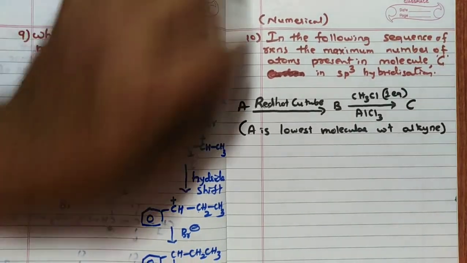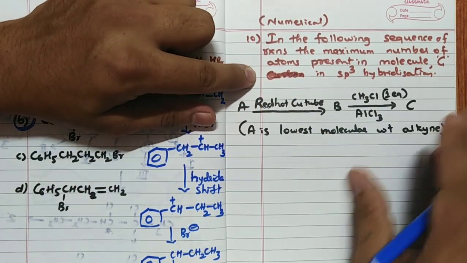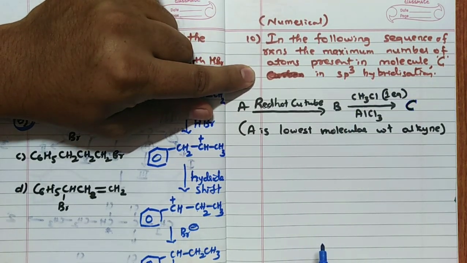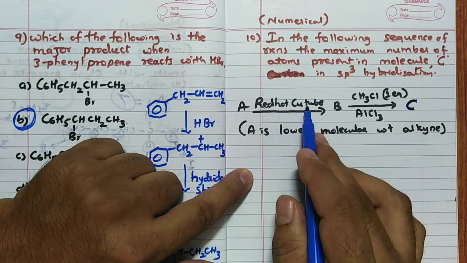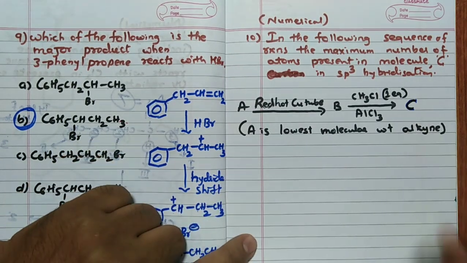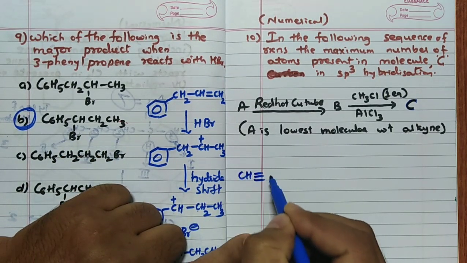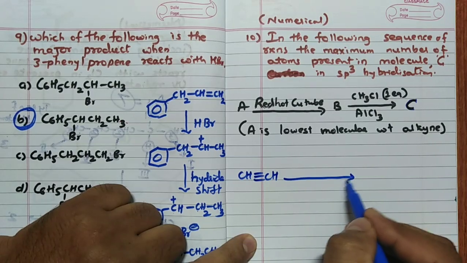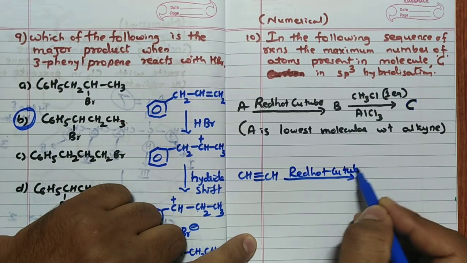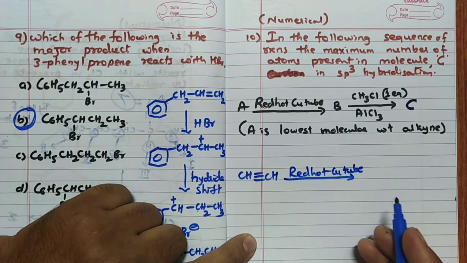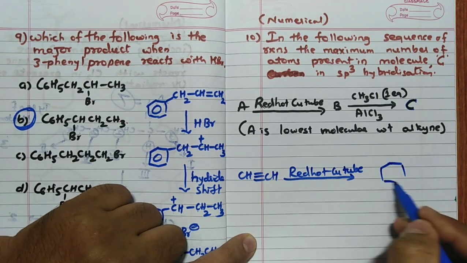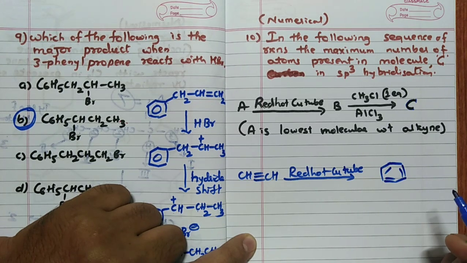Last one. In the following sequence of reactions, what is the maximum number of atoms present in molecule C in sp3 hybridization? What they have given: A gives rise, with a red hot copper tube, to B, then CH3Cl, AlCl3, gives C. A is the alkyne of lowest molecular weight, which means CH triple bond CH. When it is passed through a red hot copper tube, whether they give a copper tube or an iron tube, red hot is very important. Wherever red hot is there, it gives rise to benzene. Remember that, very important.